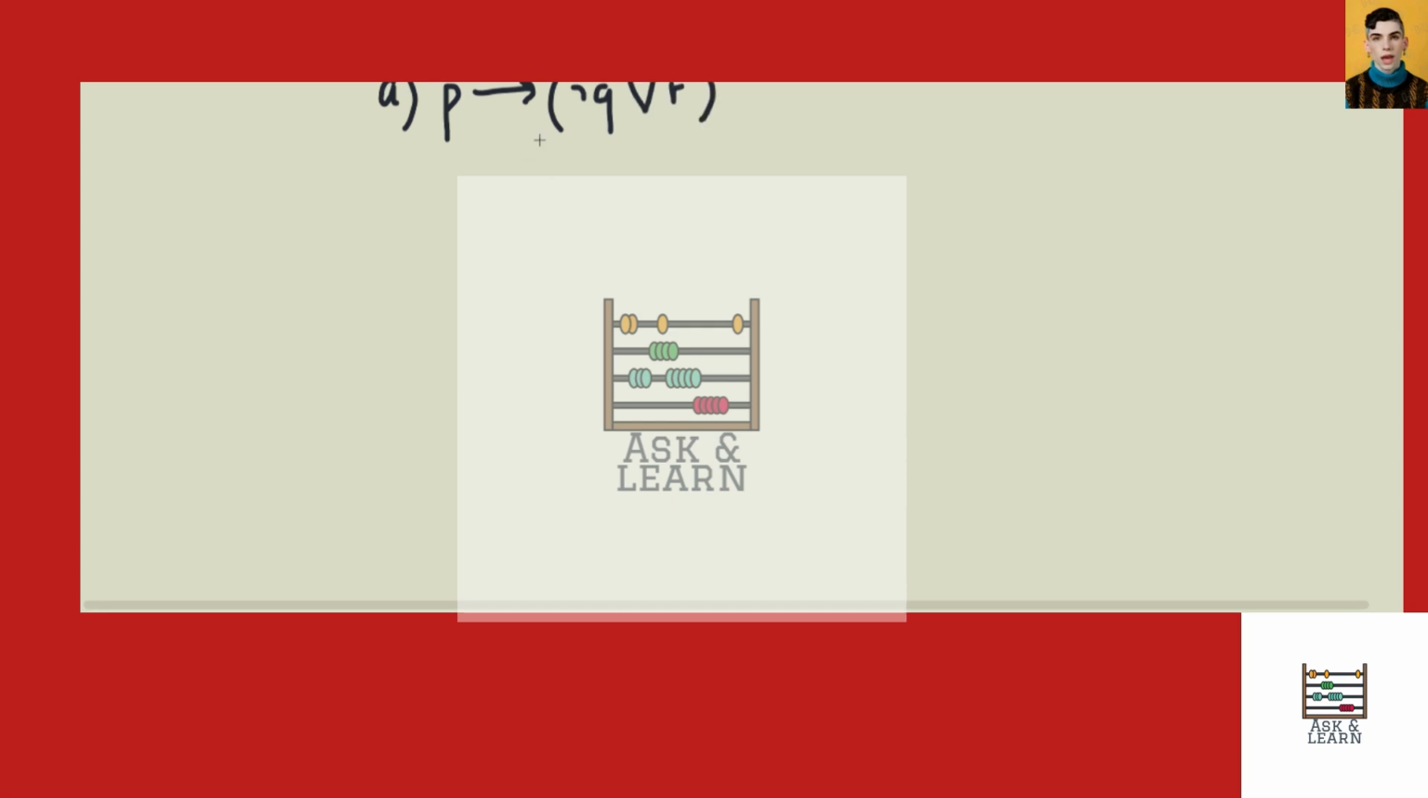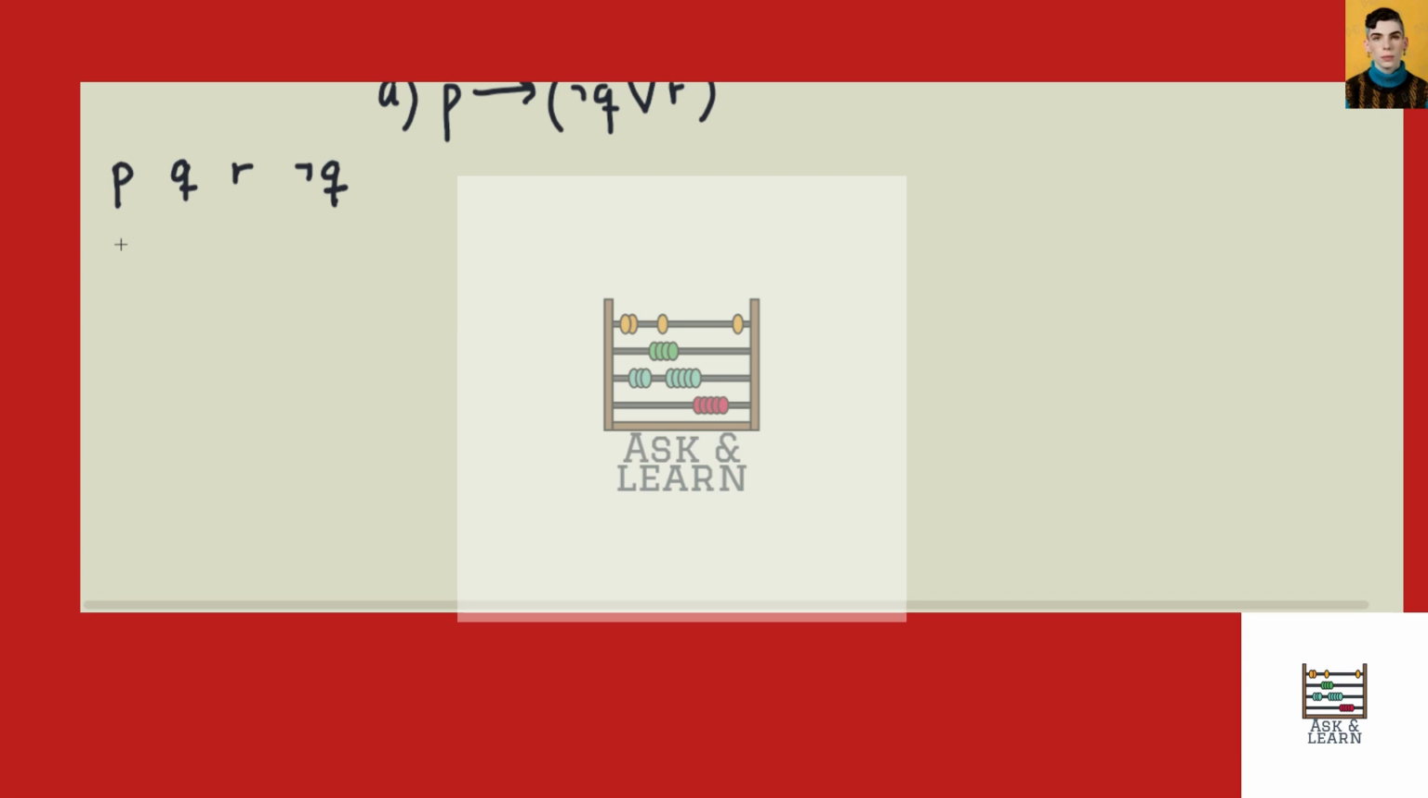So by looking at this compound proposition, we know that we will have 4 individual propositions. We have P, we have negation of Q. We need Q to find the negation of Q, so that's 3 propositions, and we have R. Let's start by writing down each individual proposition. So we have P, we have Q, we have R, and we have negation of Q.